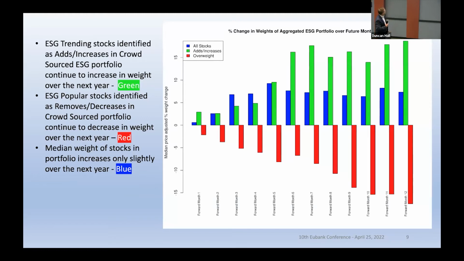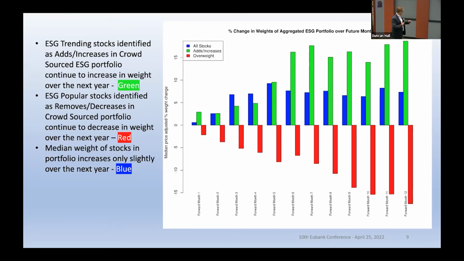So these were the results. The green lines are the stocks that we've identified as being added to the ESG portfolio. We're calling it ESG trending. The red are these ESG popular, the ones where there's a consensus among the fund managers. And the blue is the average of all the stocks in the ESG crowdsourced portfolio. What we're looking at is forward monthly holdings, so on the y-axis, that's the percentage change in the position in the crowdsourced portfolio.